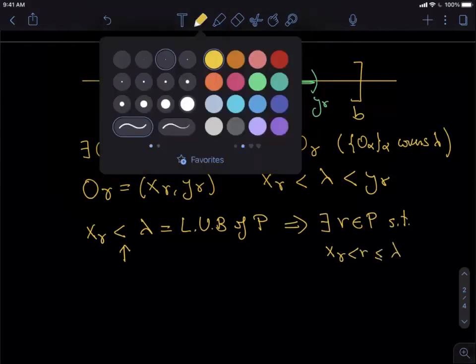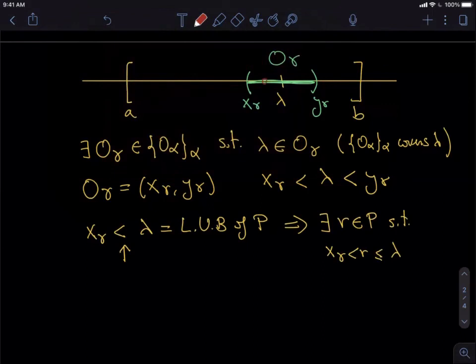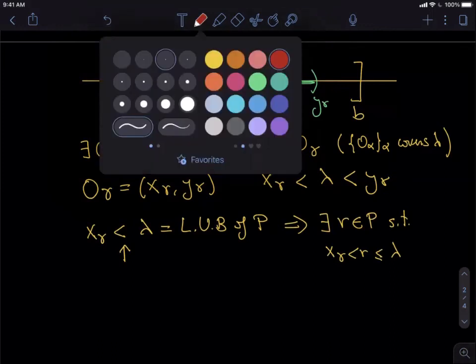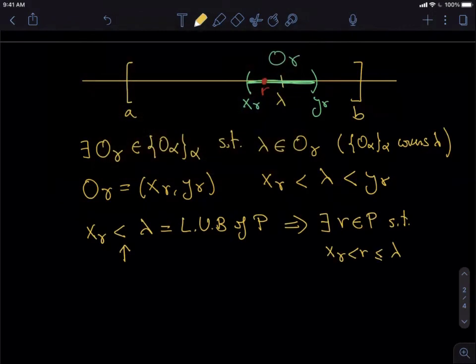What does that mean? Well, that means that we can pick some R here. And we can pick this R because X gamma is strictly smaller than lambda. It leaves some space. Otherwise, we wouldn't be able to do that. But now here's the magic. Now this R belongs to P.